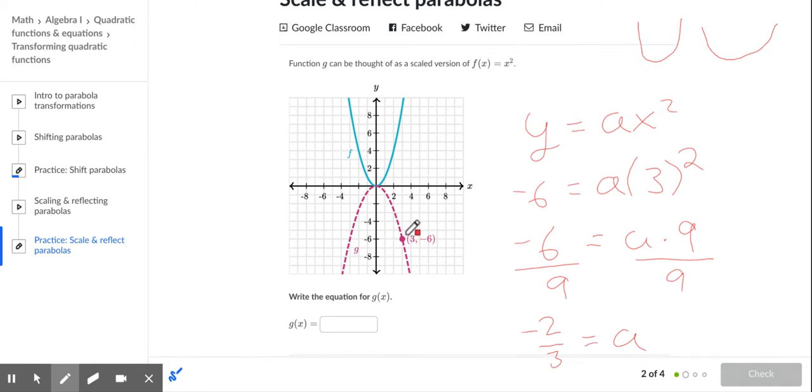So again, all I did was I wrote out a general equation. I know I need to multiply something in front, but I don't know what it's going to be. So I just called that a, plugged in the point that I do know, -6 is y and 3 is x, and then just solved that for a. So now I can say, oh, it's just -2/3 x squared.